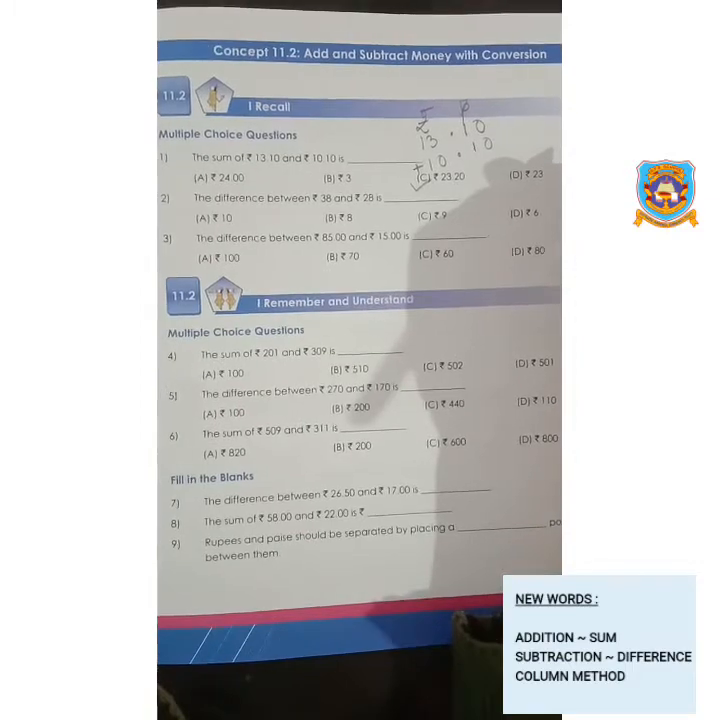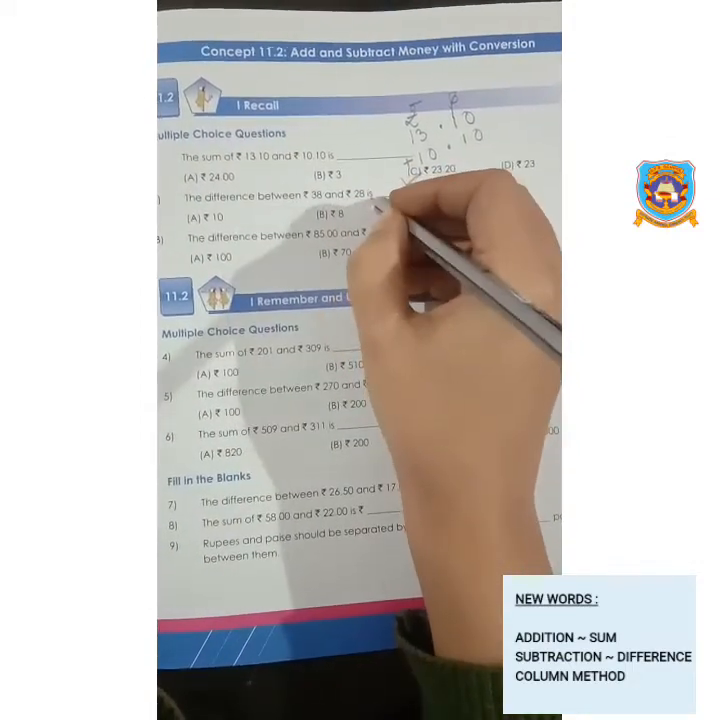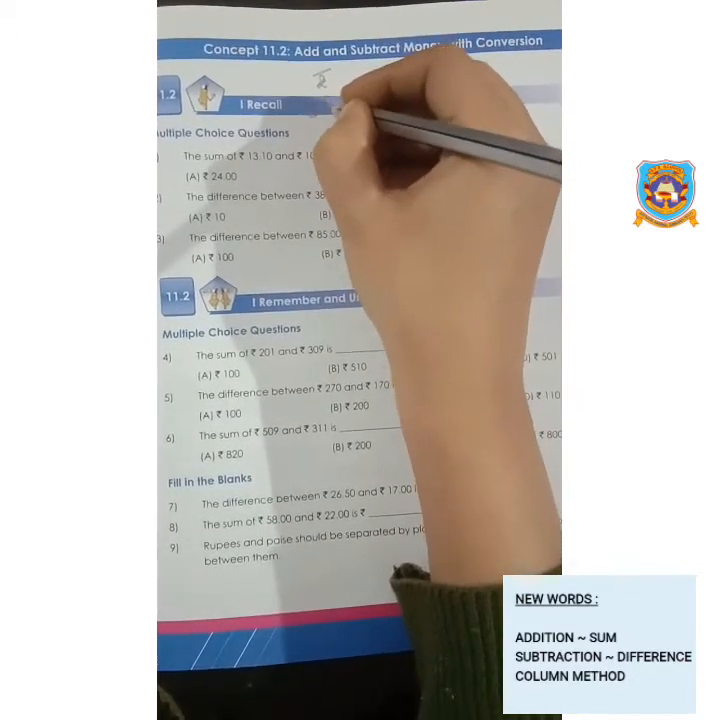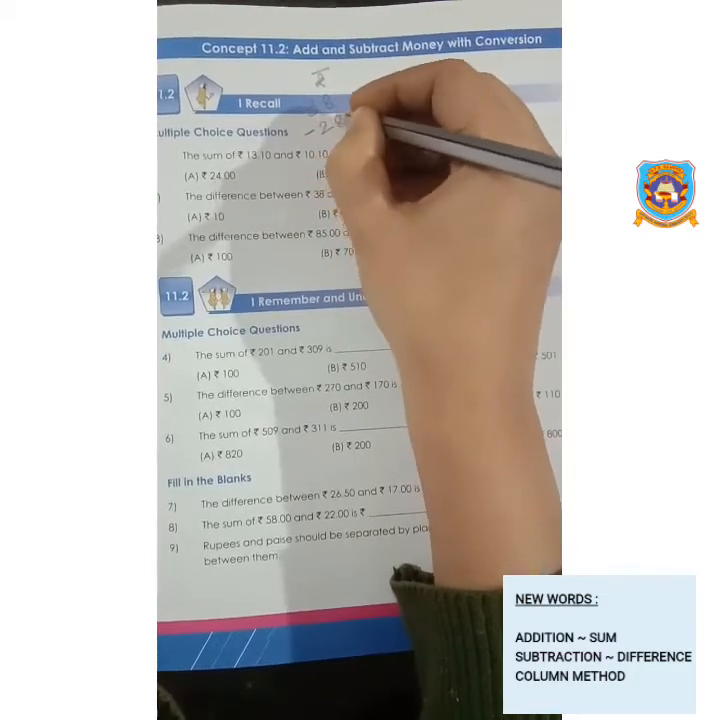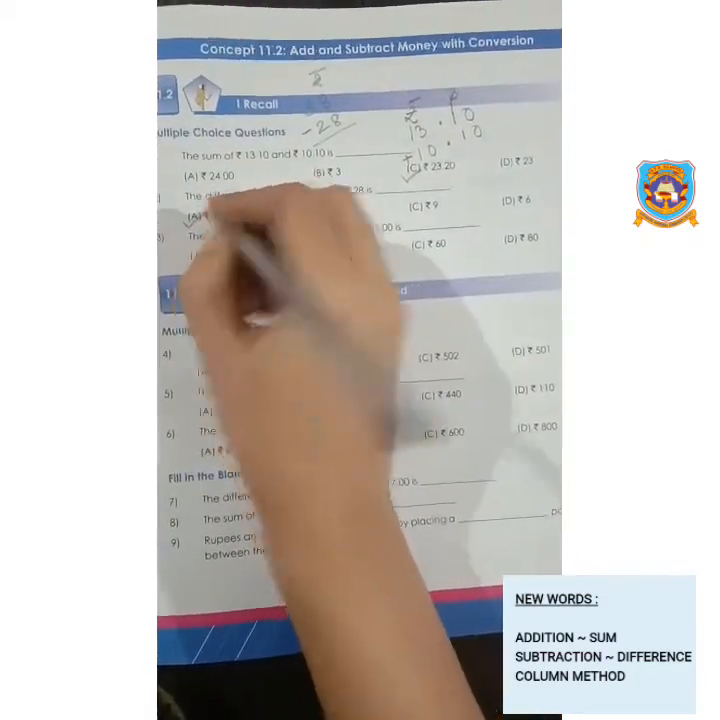Question number 2, the difference between rupees 38 and rupees 28. Now only rupees is given here, no paise. So you make only the rupee column and you subtract 38 minus 28. So the answer is, I think, number A, 10.